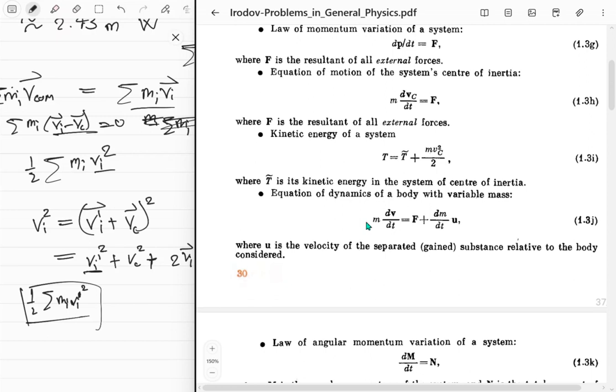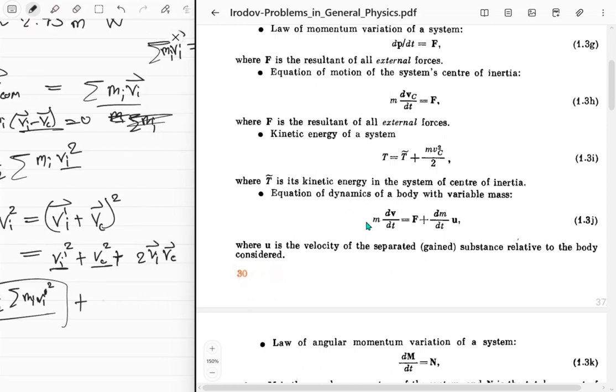Plus this thing. So just do mi vc square and then summation of that thing. Well, that's just half of the total mass times vc square, because you can take that vc square out, right? And then finally you have this thing.